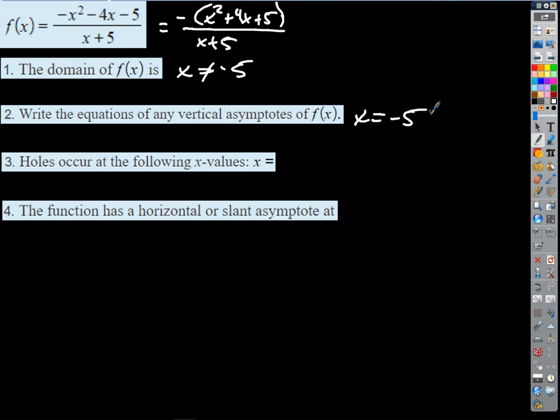Holes occurring where? Where's it going to be? Nowhere? Okay, good, because we only have one value where we have to exclude, and it's a vertical asymptote, so we get none. Now, here's the one we want to get to, last one. Are we going to get a horizontal asymptote here? No.